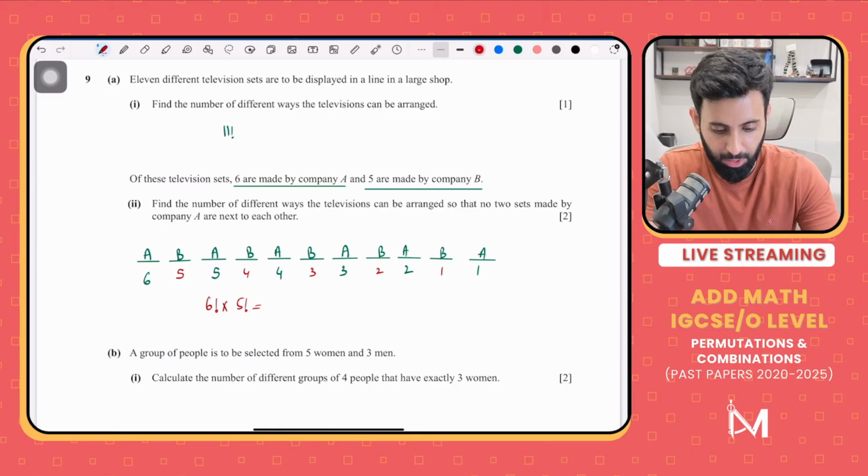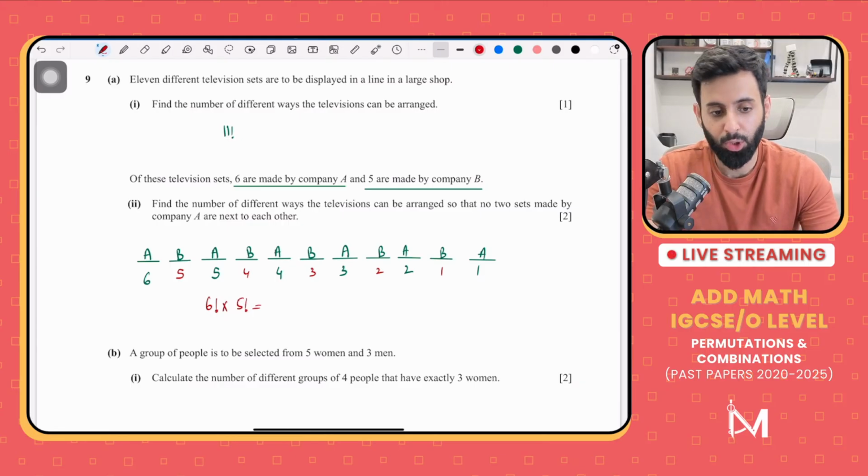So you have to be careful about that. It says no two sets made by company A are next to each other. So if we do that, that means we have basically figured the number of ways in which all of them can't be together. Which means maybe 5 of them are still together, 4 of them may still be together, 3, 2 of them may still be together. So 6 factorial into 5 factorial.